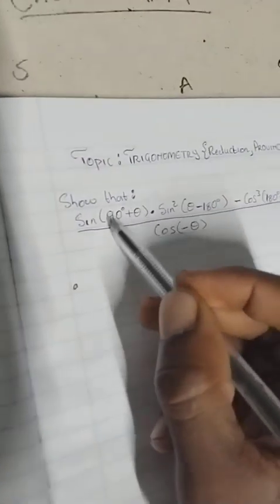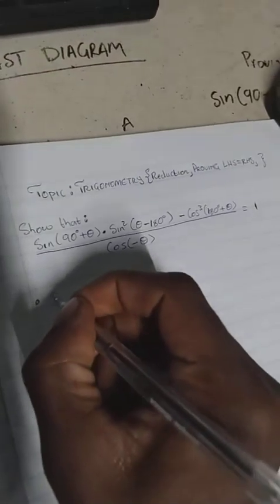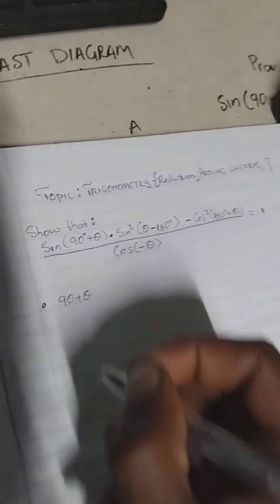Okay. Where does 90 plus theta belong? Where does 90 plus theta belong? It belongs to which quadrant?